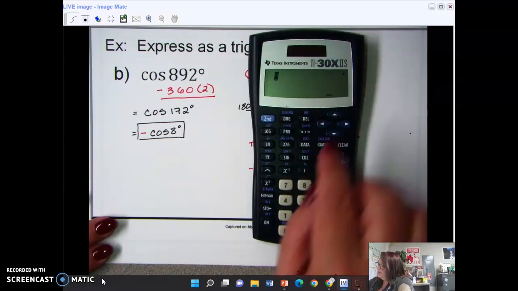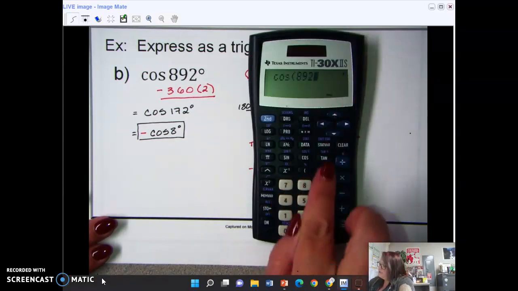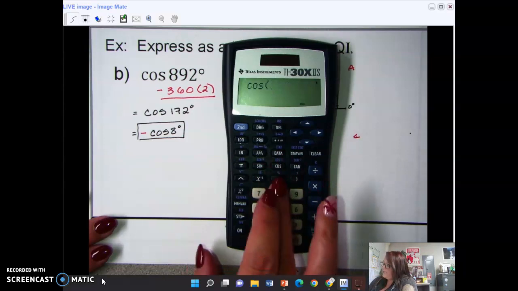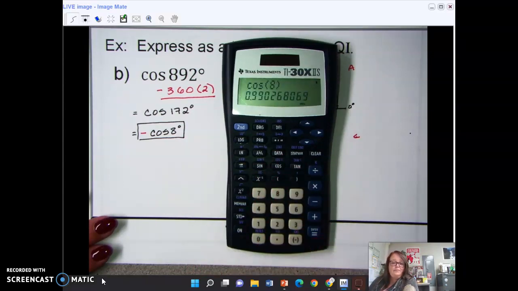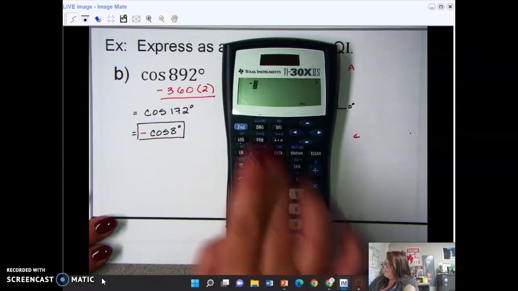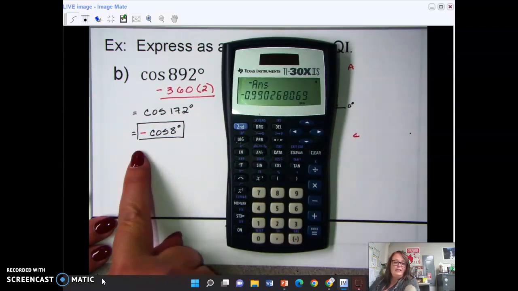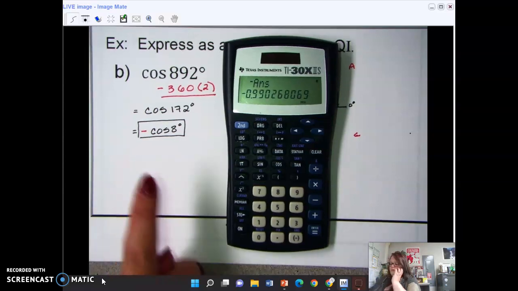So if we look here, cosine of 892 gives me negative 0.99. And then if I do the cosine of 8 degrees, I get positive 0.99. So if I take the opposite of that answer, I get negative 0.99. So that's why the negative in front is really important.